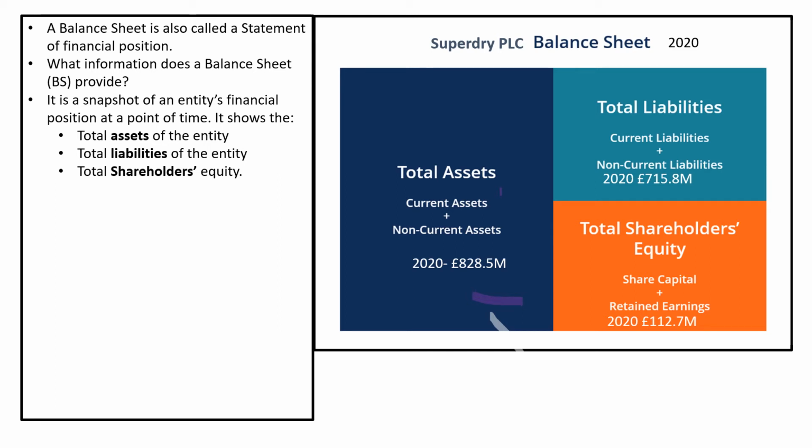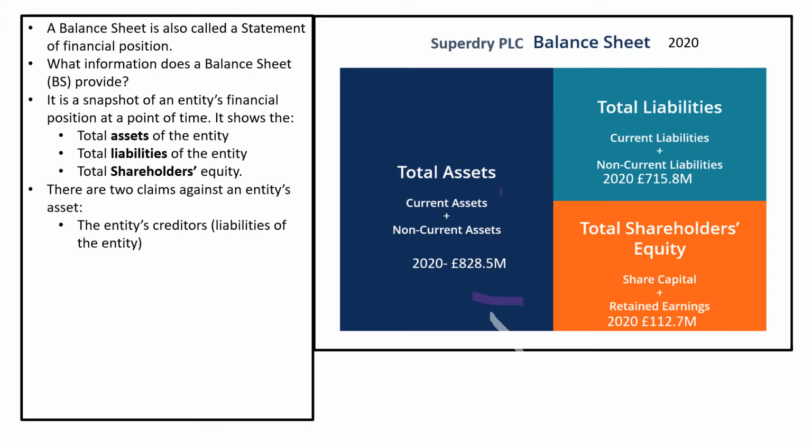If you look at the diagram opposite, you'll find that there are three big boxes. One, for example, the blue box, is the total assets. And there are two claims against an entity's assets. One is the entity's creditors, which are sometimes referred to as the liabilities of the entity. And finally, the ordinary shareholders' equity. And this is what, if you like, the owners of the company, who are the shareholders, have actually contributed to the company.